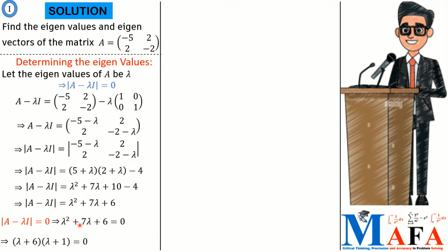Factoring it out, you can factor into lambda plus 6 times lambda plus 1 and equate to 0. So either lambda plus 6 is 0 or lambda plus 1 is 0. So lambda is equal to -1 and lambda is equal to -6. So we have gotten two eigenvalues of the matrix A. Now we can use these eigenvalues to get the eigenvectors. So next, we should determine these eigenvectors.